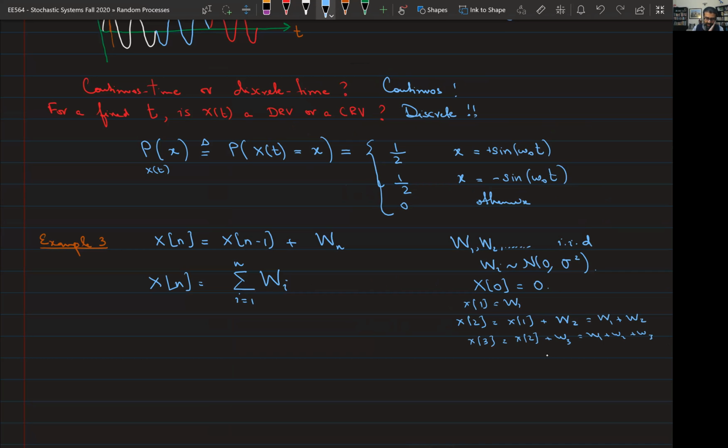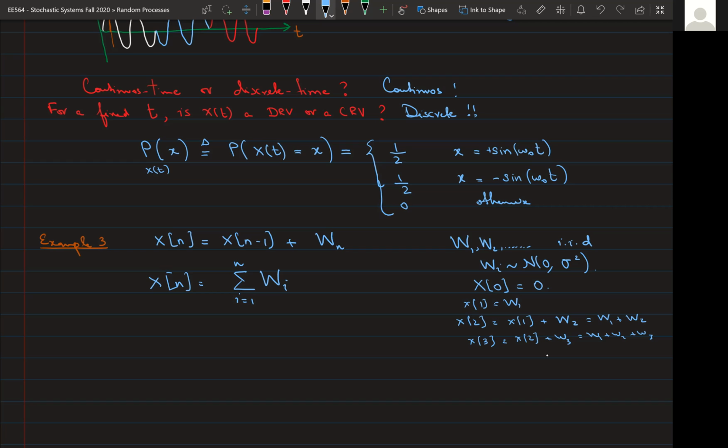So if x of n is a sum of w's, can you describe the first order PDF of x at a particular n? Josefa, what do you think? Basically, since we're adding up continuous random variables, all of the variables are normal variables. So x of n at a particular n is going to have a normal distribution with mean 0, and the variance will be sigma squared over n, if I remember correctly. Because if you add two independent Gaussian random variables, their variances add up.